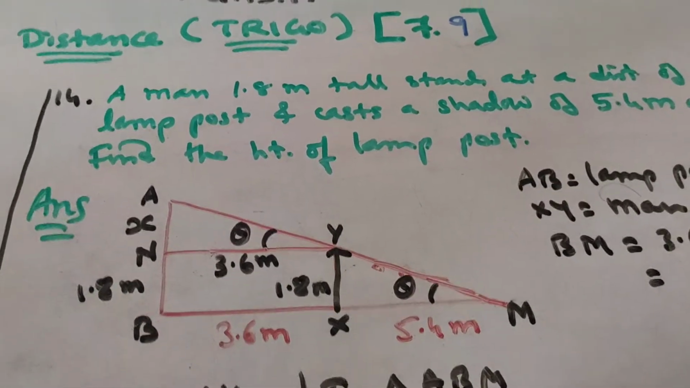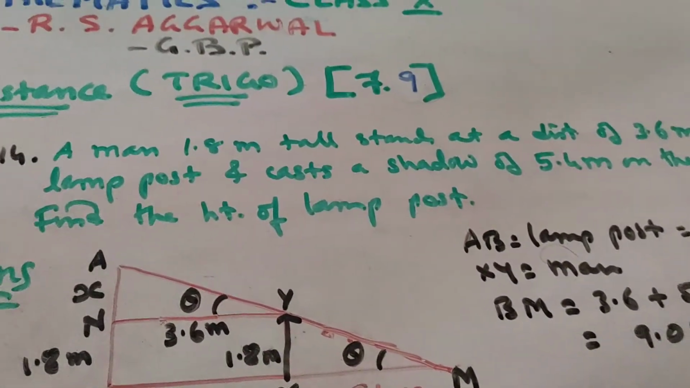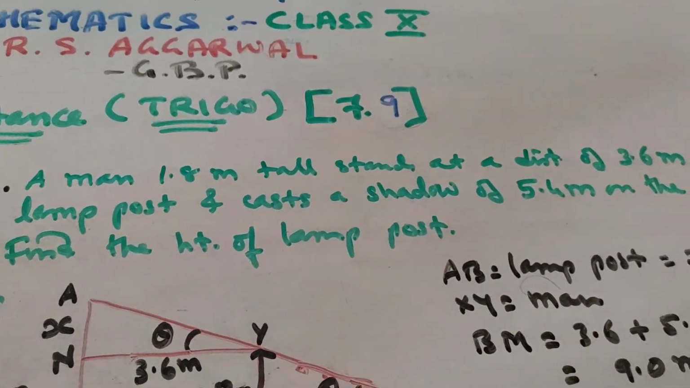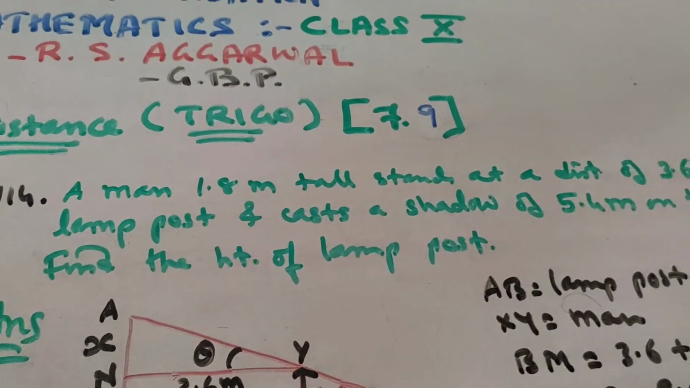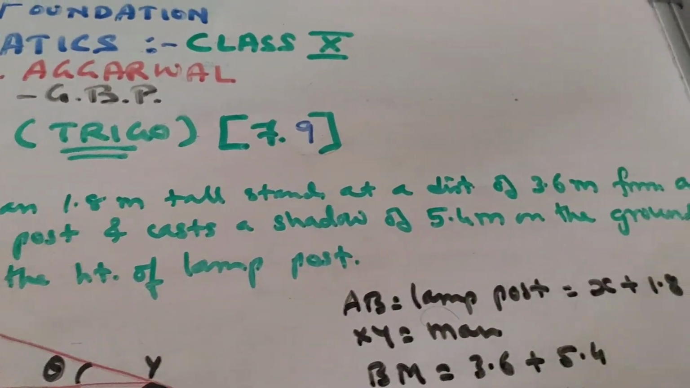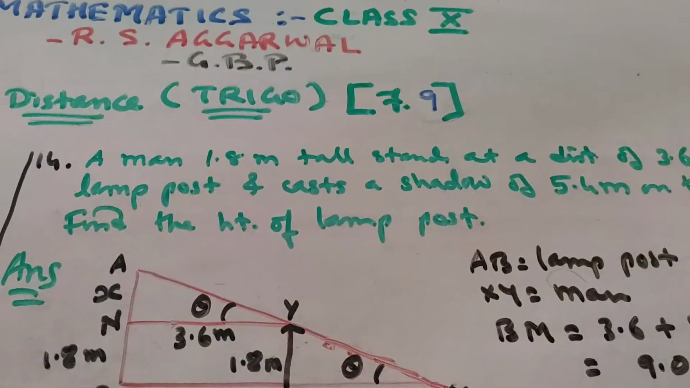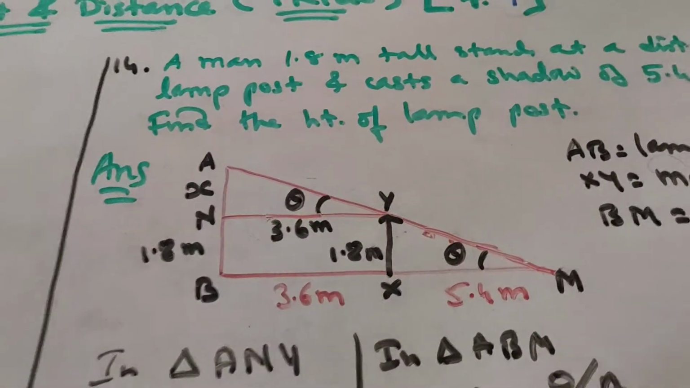So let us come to question number 14. A man 1.8 meter tall stands at a distance of 3.6 meter from a lamppost and casts a shadow of 5.4 meter on the ground. Find the height of the lamppost. So we draw the diagram.